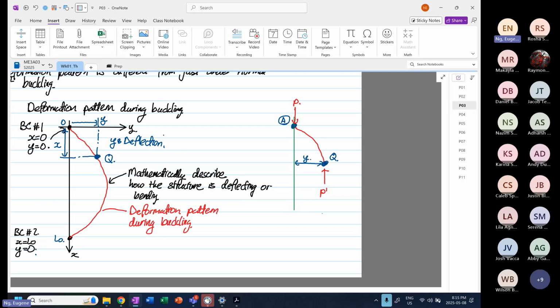Let's focus at point Q, okay? The P will induce a moment coming in this direction. So this is the moment at point A, okay?